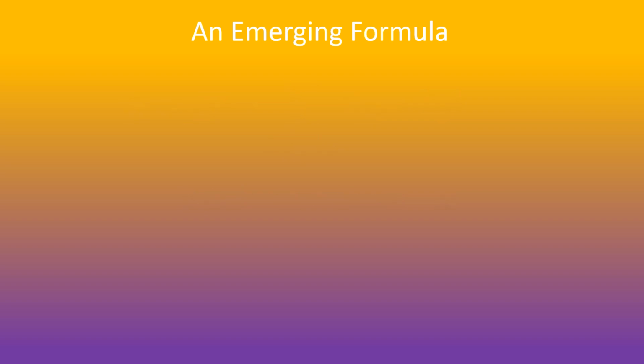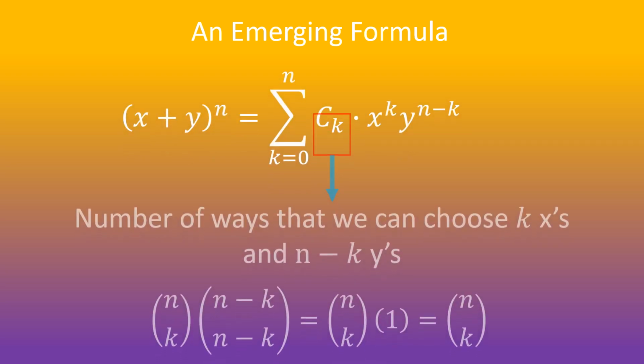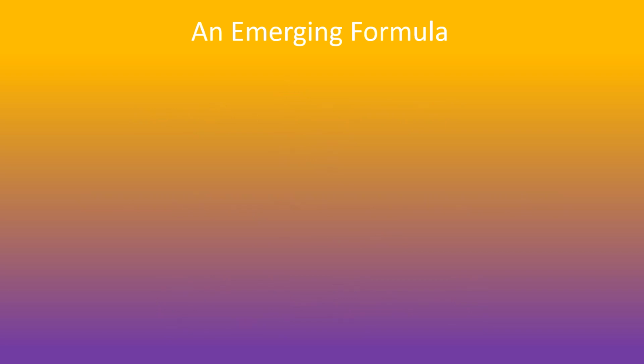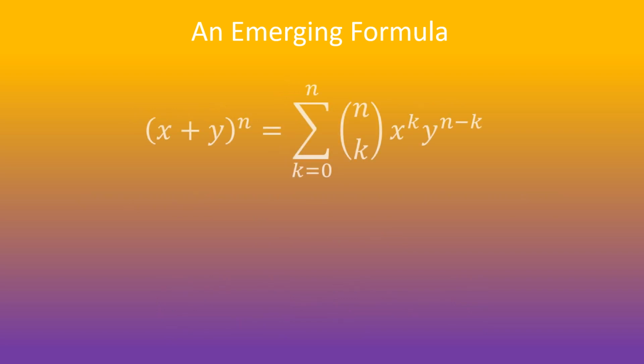Alright, so therefore we can express everything as a function of just k, a summation over k, where c_k is the number of ways that we can choose k x's and n - k y's, and that will be n choose k. And there we have it. We have the binomial theorem.